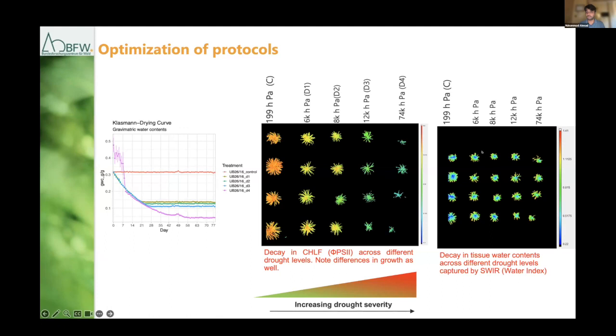This was also the case for the second sensor, which comes from the shortwave infrared region and acts as a proxy of tissue water content. We see that the plants growing at the lowest water potential have a much lower tissue water content compared to the other treatments. This gives us a proof of concept that the system can work, even though we were screening different stress levels, but not different populations.